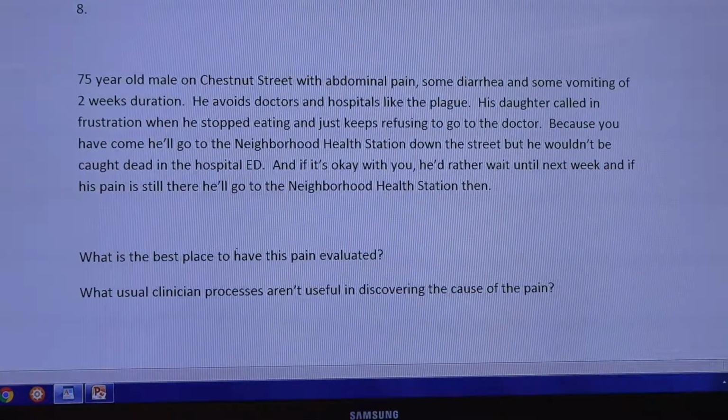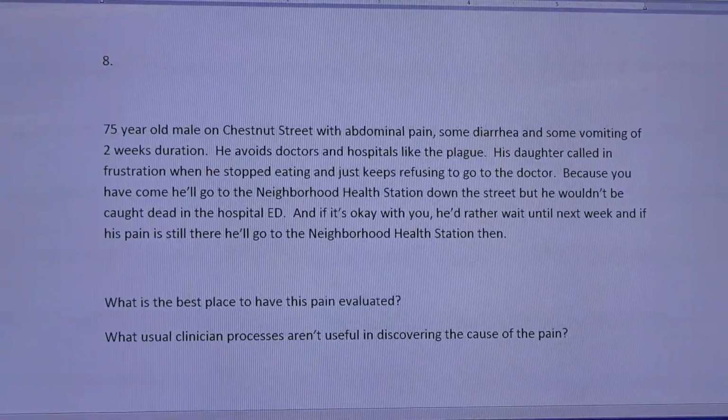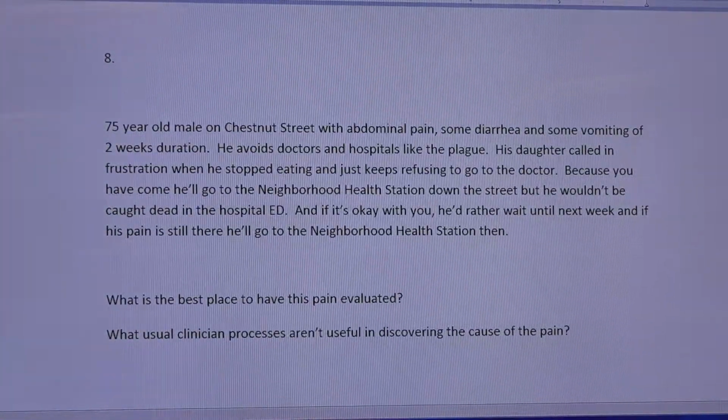Somebody got a 75-year-old male up? Number 15. 75-year-old male on Chestnut Street with abdominal pain, some diarrhea and some vomiting of 2 weeks duration. He avoids doctors and hospitals like the plague. Daughter called in frustration when he stopped eating and just keeps refusing to go to the doctor.